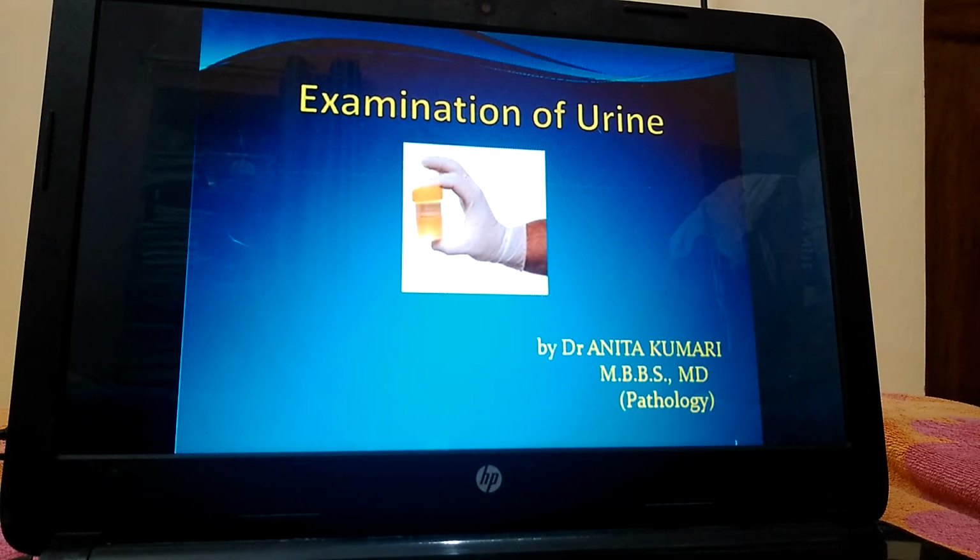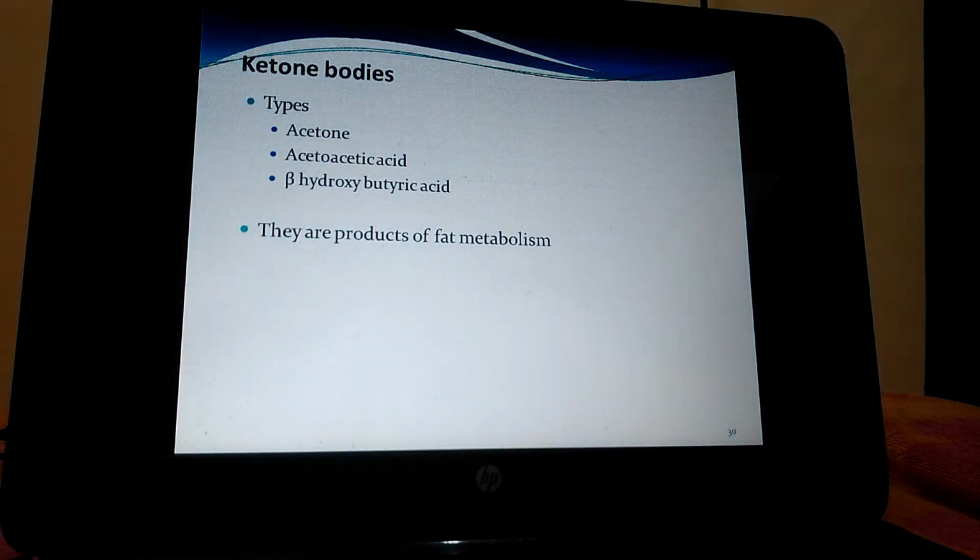Good afternoon, everyone. In the last class, we discussed detection of excess glucose and protein in urine. Today, we will discuss detection of ketones, bile pigments, bile salts, urobilinogen, and blood. First of all, we will study detection of ketones.